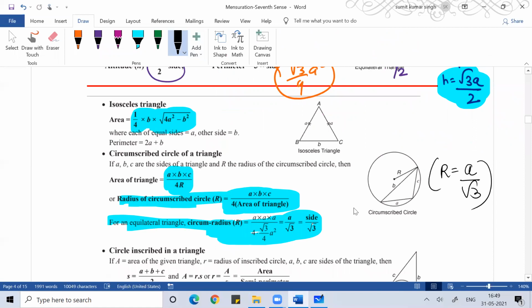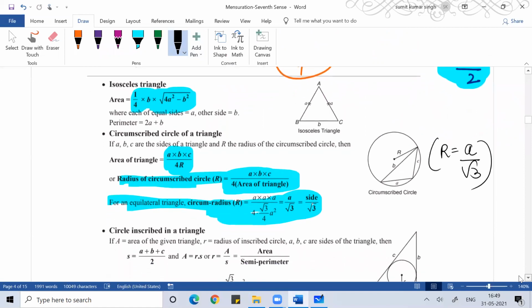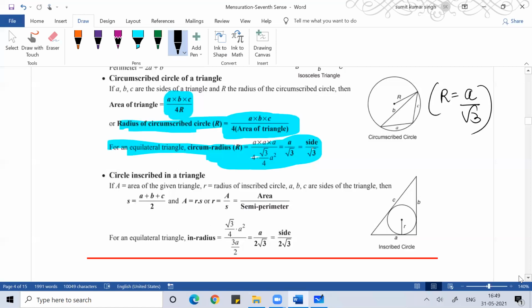Then, this is the inradius formula which I already discussed. You know S is equal to (A plus B plus C) by 2. The area formula is very important, even in CAT or IPMAT, and they ask questions based on this. One of the very important concepts you can remember.